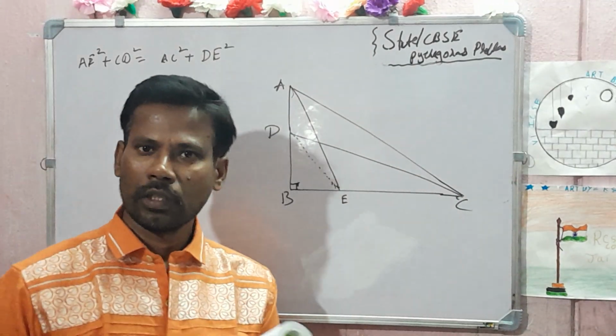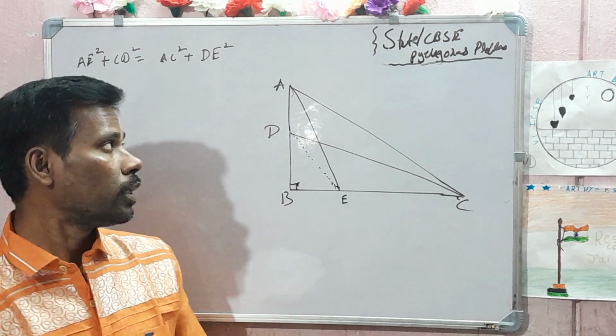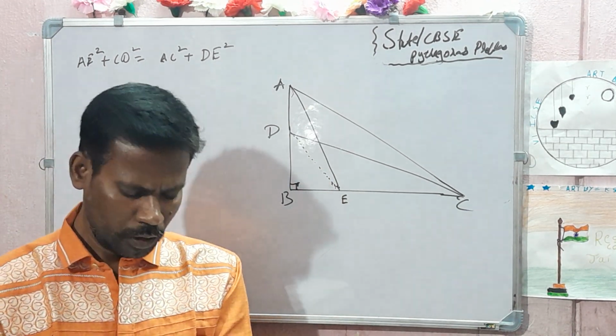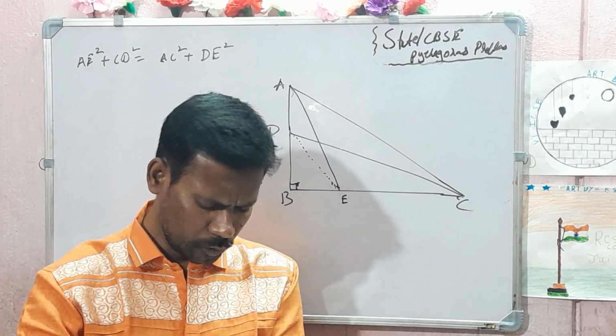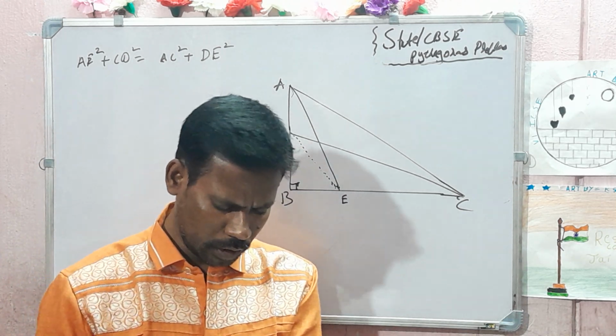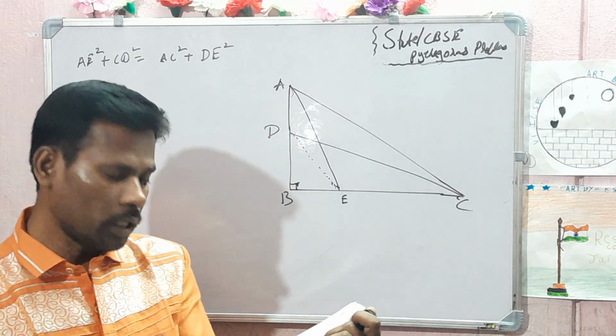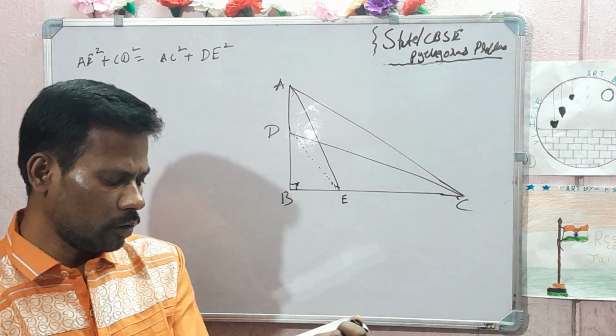Good morning, students. Let us continue with Pythagoras theorem, state and CBSE Pythagoras theoretical problems. This is from state syllabus. ICSE is 8.4. Already have done so many problems regarding this. Please refer to my videos.